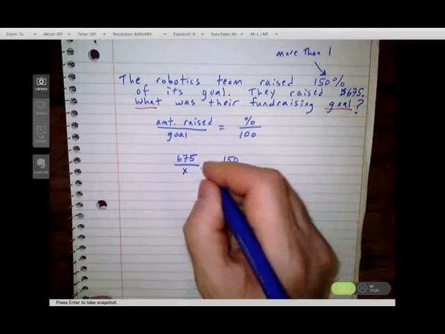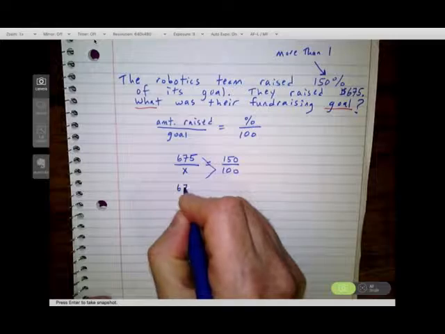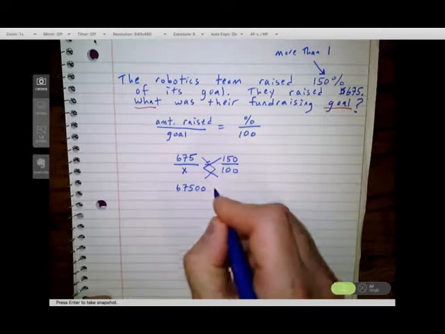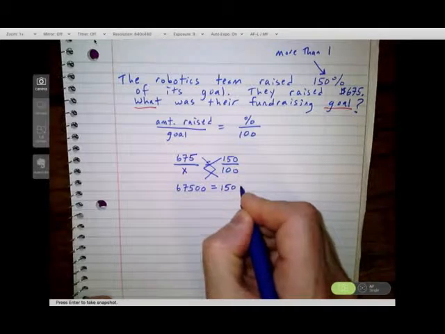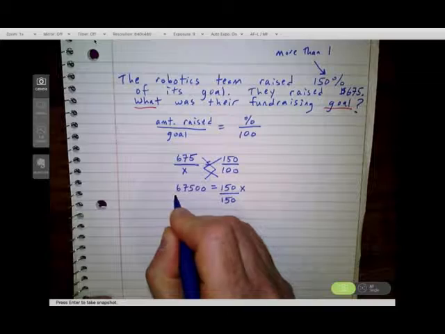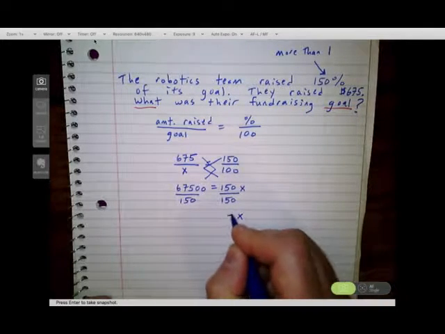And just like before, we'll cross multiply. 675 times 100 is 67,500. Just put 2 zeros on at the end. Multiply those together, we get 150x. We'll solve this by dividing both sides by 150. And we get x equals, let's see here.